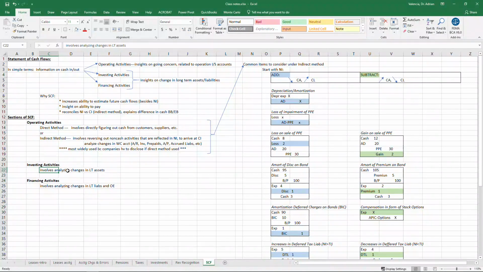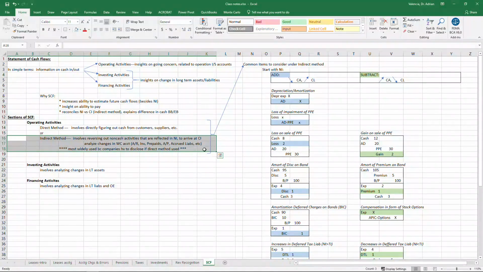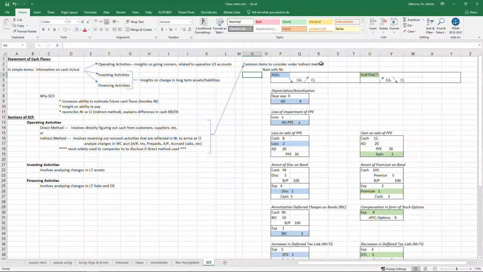Okay, so this analysis for these two items is not necessarily difficult because you're recreating the transactions to see what the cash flow implications are for the statement of cash flows. So that's not hard. But sometimes what is a little bit difficult for some students to understand is the indirect method of the operating activities. So I'm going to talk about a few things here. The setup I'm going to do here is these are the common items to consider under the indirect method.